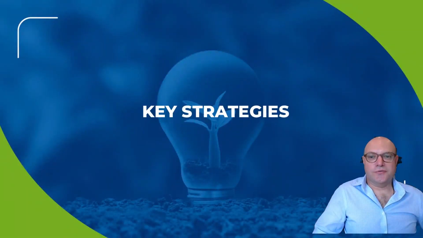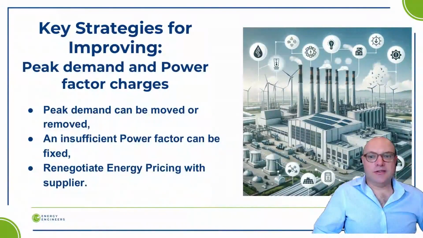Key strategies for improving peak demand and power factor charges. In simple terms, the peak demand can be moved or removed depending on the situation. Solar PV to offset peak demand during daylight hours. Battery to move the peak to the shoulders of the day. Changing machines to more efficient types, for example, using heat pumps rather than resistive heaters. Heating or cold storage, or even compressed air storage.